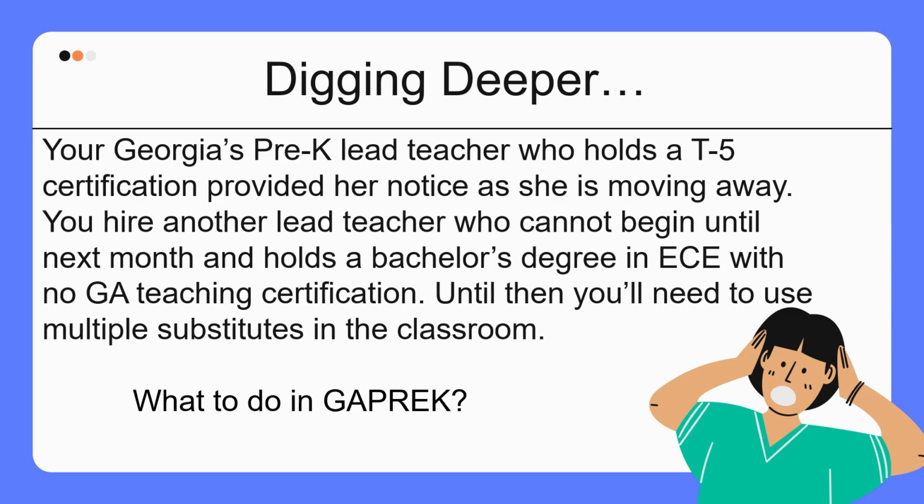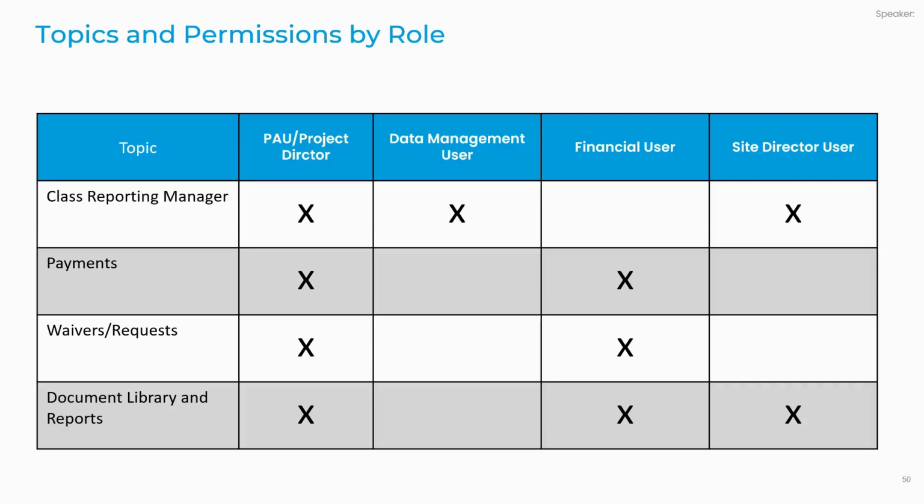Digging deeper yet, your Georgia's pre-K lead teacher who holds a T5 certification provided her notice as she is moving away. You hire another lead teacher, but she cannot start until next month. She holds a bachelor's degree in ECE with no Georgia teaching certification. Until she can report, you'll need to use multiple substitutes in the classroom. What to do in GA Pre-K?